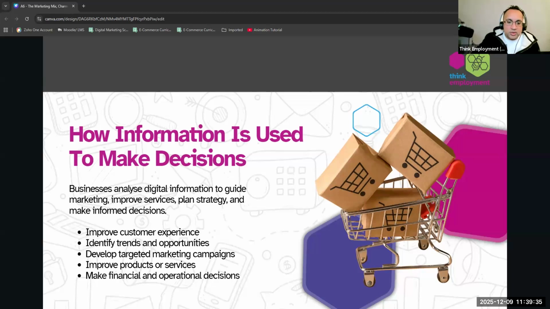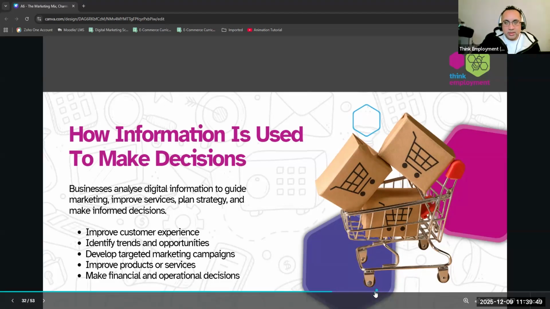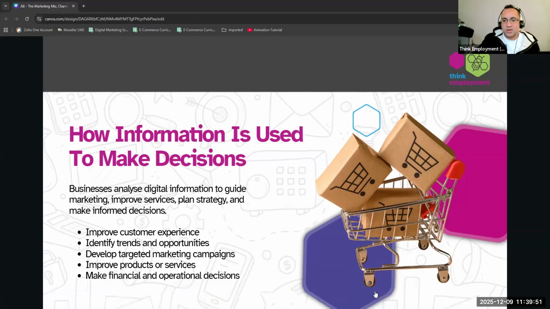So improve customer experience, identify trends and opportunities, develop targeted marketing campaigns, improve products or services, and make financial and operational decisions. Okay. So it could be just you that's making those decisions. It could be somebody in your company that's making those decisions. But without the data, you cannot prove. You cannot push an idea. You cannot make those changes without backup, right?